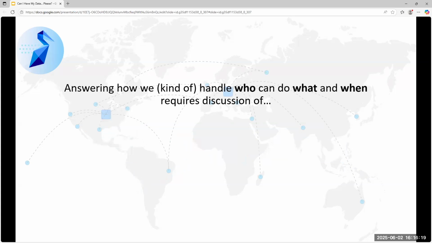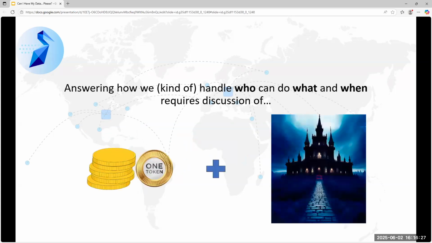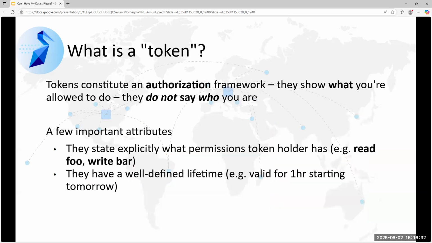Next, answering how we handle who can do what and when requires discussion of these 2 scary concepts from earlier, tokens and issuers. So what is a token? We've already talked a little bit about tokens, so I won't spend too much time on this slide. A token is a way of saying what you're allowed to do, and to refine my slide with what Mattia said, what you're allowed to do to a specific resource. They don't say who you are. We're not in that business.